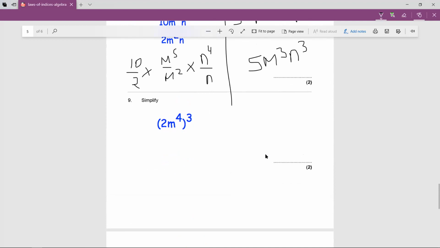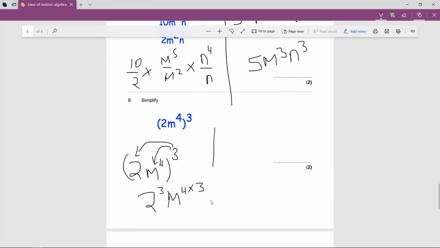That's the third law of indices we'll apply over here. And now you need to be keen, because inside that bracket we have two different terms. There's a 2 and there's m power 4. So if we are to open the bracket using the outside power, we'll have to distribute that power to each of the two terms. So the power 3 will be distributed to 2 and also to m power 4. Okay, so we'll have 2 power 3, and then we'll have m power 4 multiply 3. Okay, that's the third law of indices.